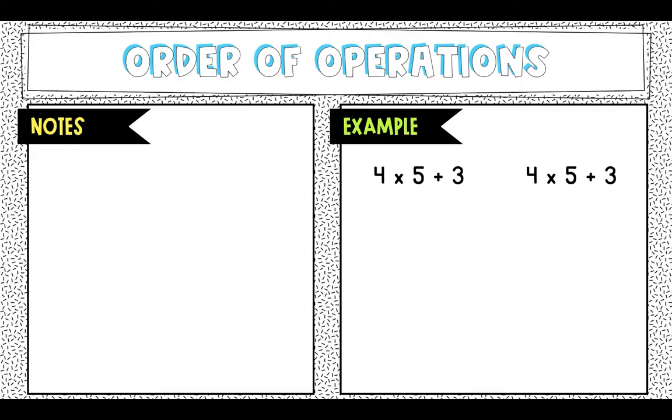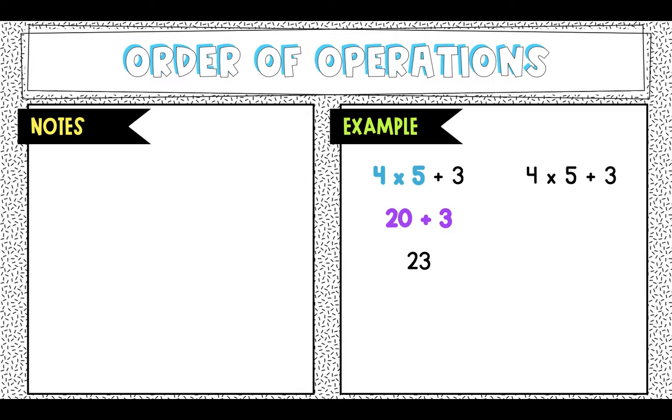On the left side, I'm going to start by multiplying 4 times 5. I know that 4 times 5 is 20, so I can rewrite this expression as 20 plus 3. Now when I add those two numbers together, I get a final answer of 23.